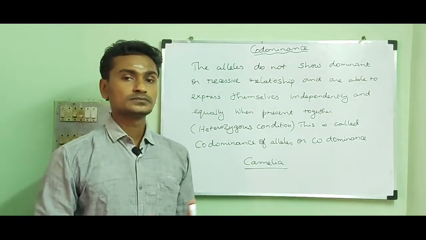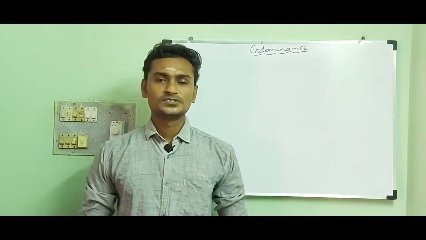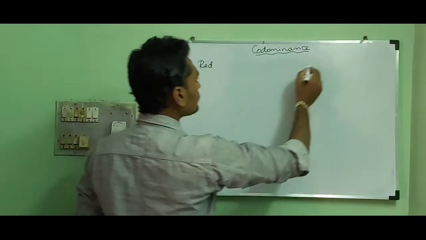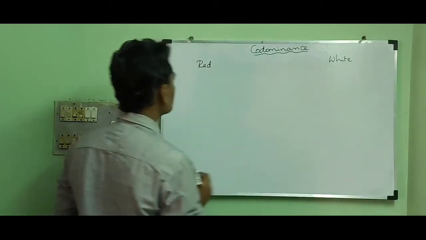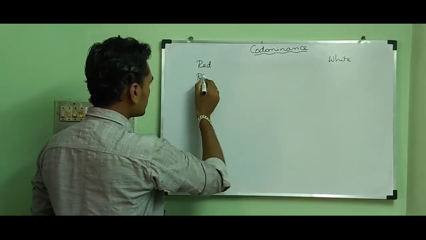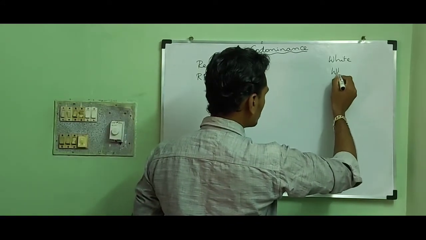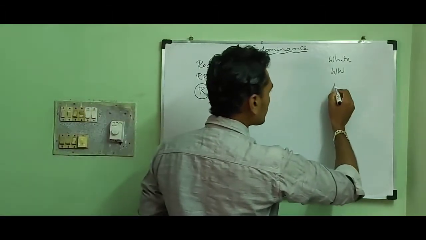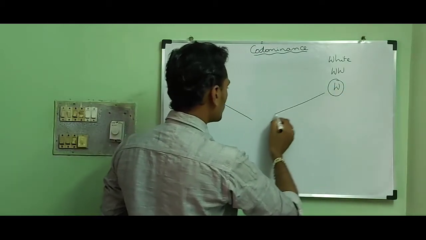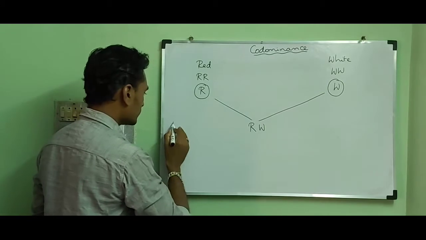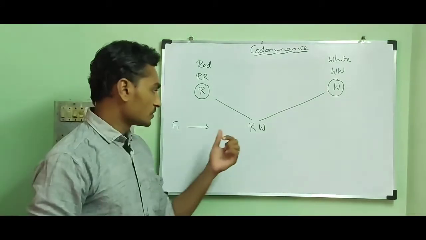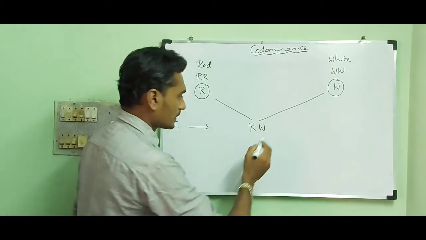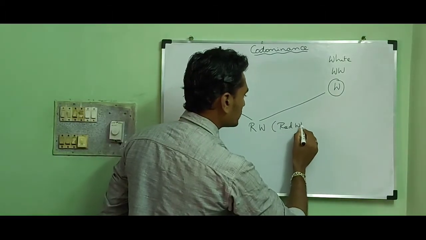Then I am going to figure out the cross. So the parental phenotype of the two individuals is red, white. Then the genotype of the dominant is capital R, for the recessive is capital W. Then the gametes produced are capital R and capital W. Fusion takes place, resulting in the development of the F1 generation, and it shows the genotype capital R, capital W, but the phenotype red, white flowers.